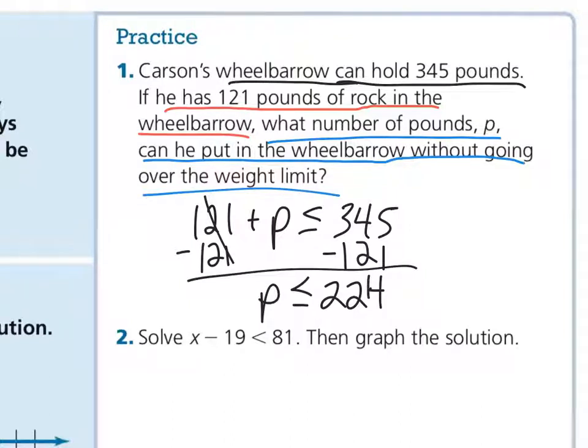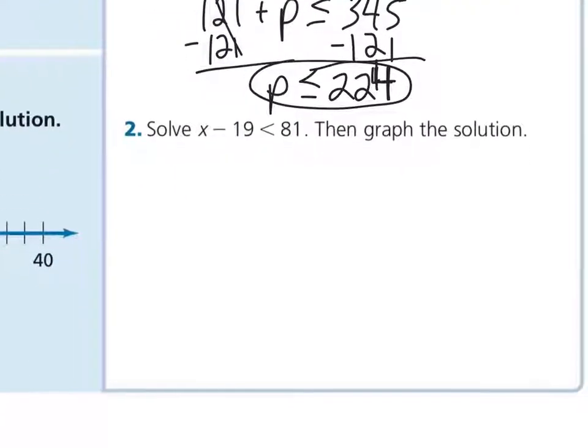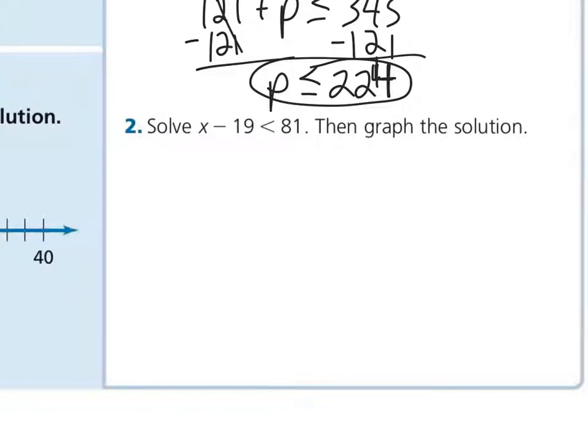So P is less than or equal to 224 would be our answer. It didn't say to graph this. If we did graph this, this would be a closed circle at 224 going towards the left. Number 2, they already have set up for us. They're just asking us to solve and graph.